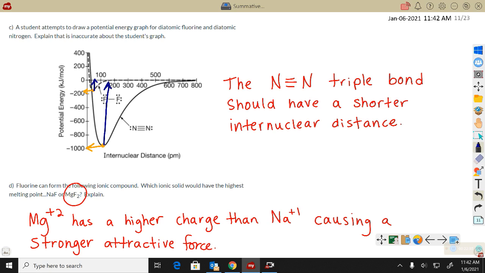And then I had sodium fluoride versus magnesium fluoride for my ionics. The higher melting point should go to the magnesium fluoride, because magnesium would have a higher charge than sodium. The attractive force would be stronger. And again, I would then need more energy to melt the solid and separate the ions.